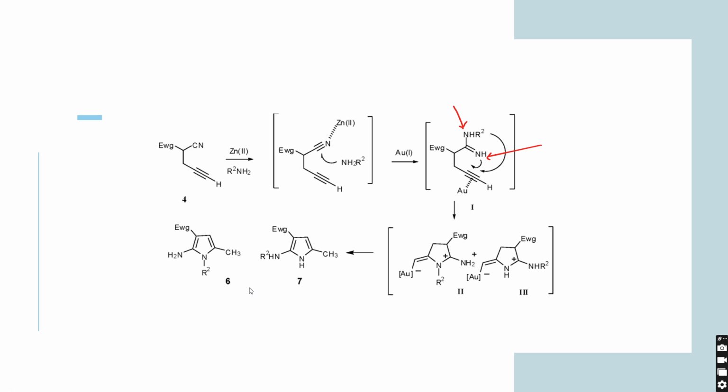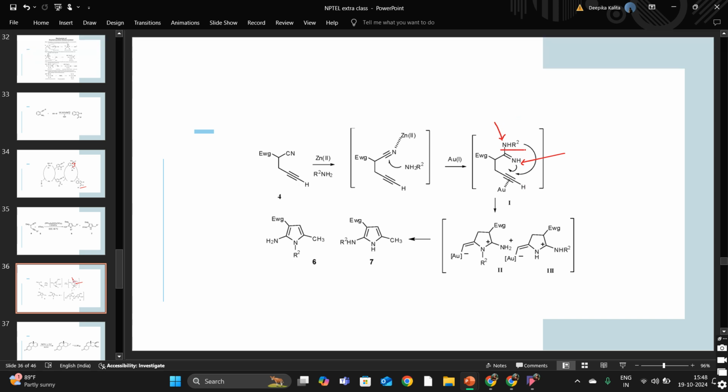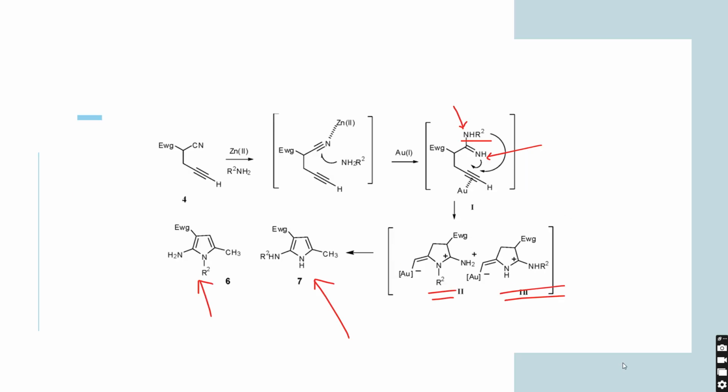So suppose this amine, which is NHR2, is attacking the alkyne. In that case, we have a substituent R2 at the nitrogen atom of pyrrole, which is the compound number 6. And if this imine is attacking the carbon-carbon triple bond, in that case, we are going to get no substituent in the nitrogen of the pyrrole ring. And we get the compound number 7 in this case. So this is how we are going to get a diverse set of products.